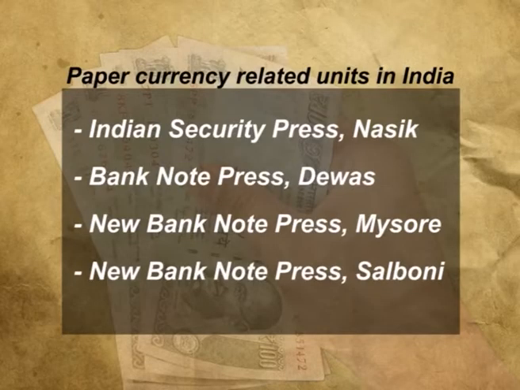Presently, there are 4 units related to the manufacturing of Indian currency notes, which are Indian Security Press at Nasik, Banknote Press at Dewas, New Banknote Press at Mysore, and New Banknote Press at Salboni in West Bengal. The security paper for the manufacturing of banknotes is manufactured by Security Paper Mill, Hoshangabad in Madhya Pradesh.